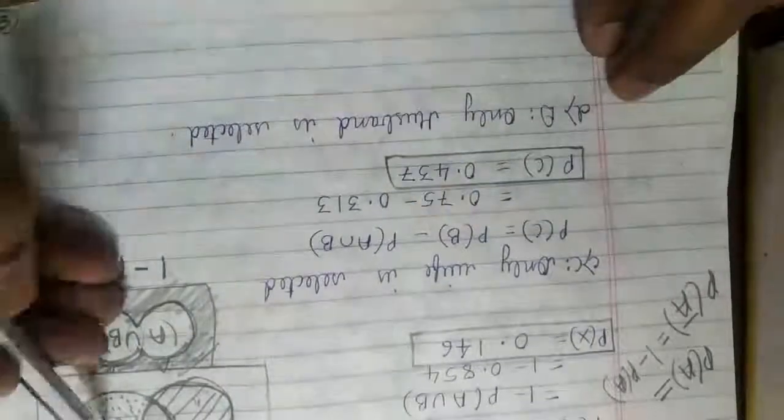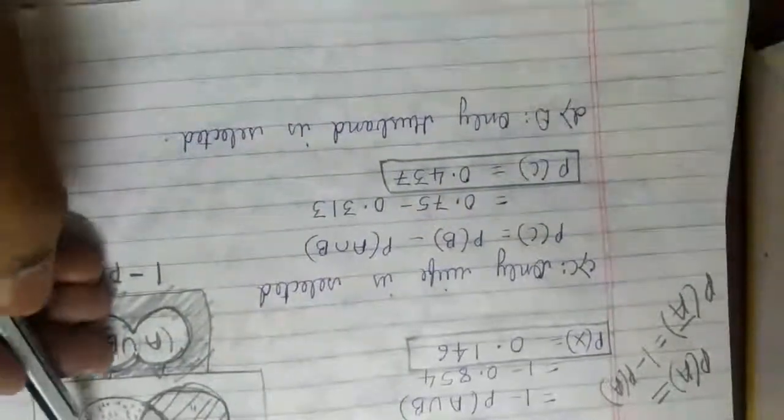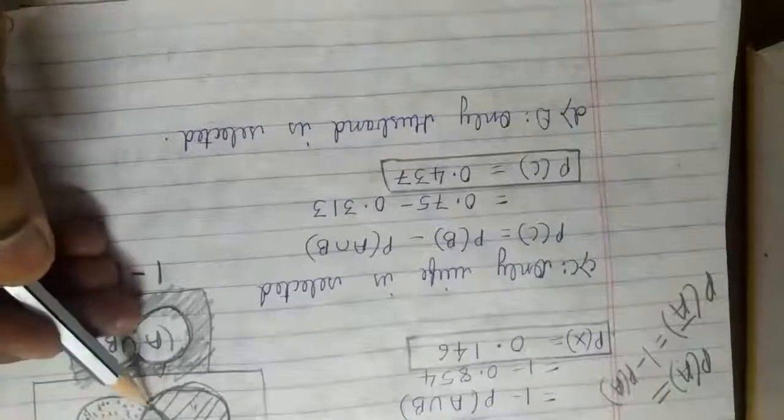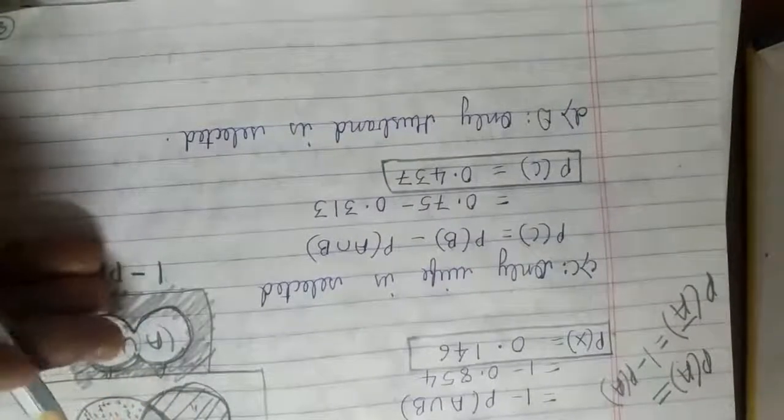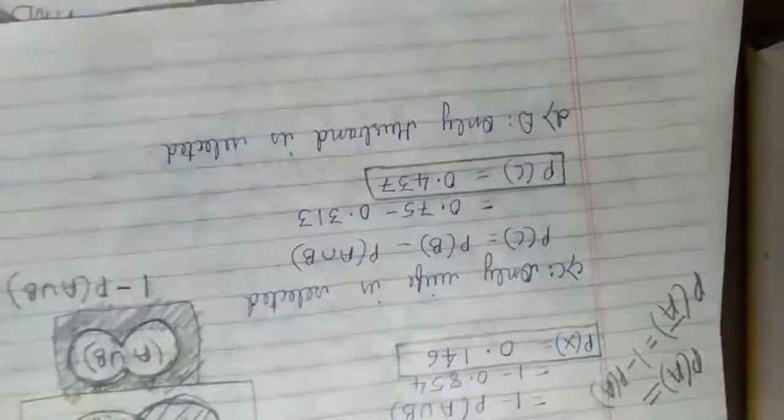Now event C says that only the wife is selected. Now only the wife is selected is given by this part. I have a diagram drawn here already. I'll show you this part.